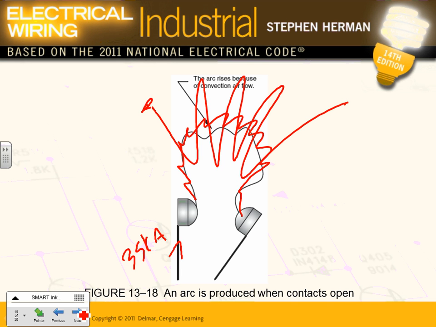Can I have a thumbs up, Chad? We fully understand every time the circuit breaker opens, there's a danger of arc, right? Okay, so that's my air circuit breaker.